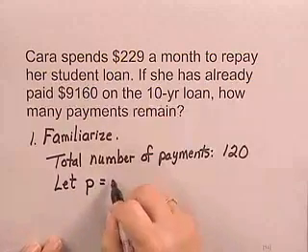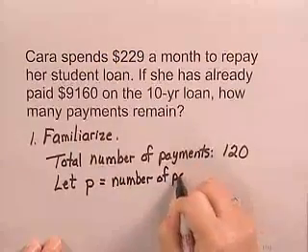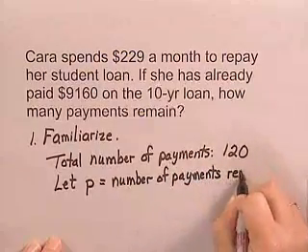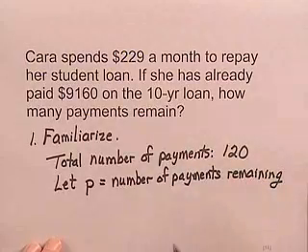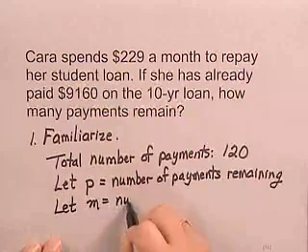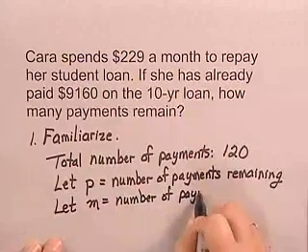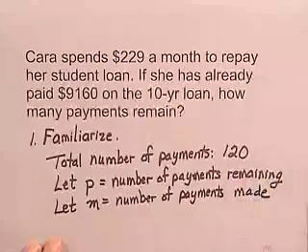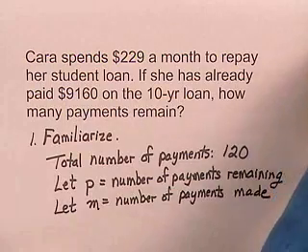Let's let P equal the number of payments that remain. And we'll let M equal the number of payments that were already made. And that gives us a start enough to go on to the next step, which is to translate.